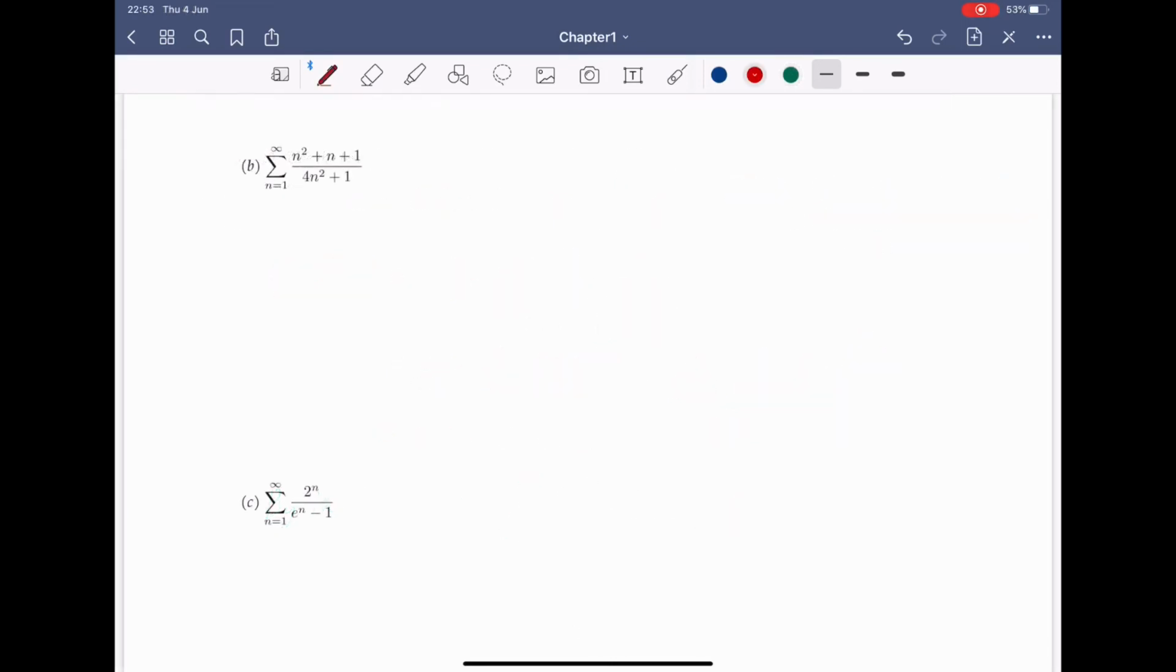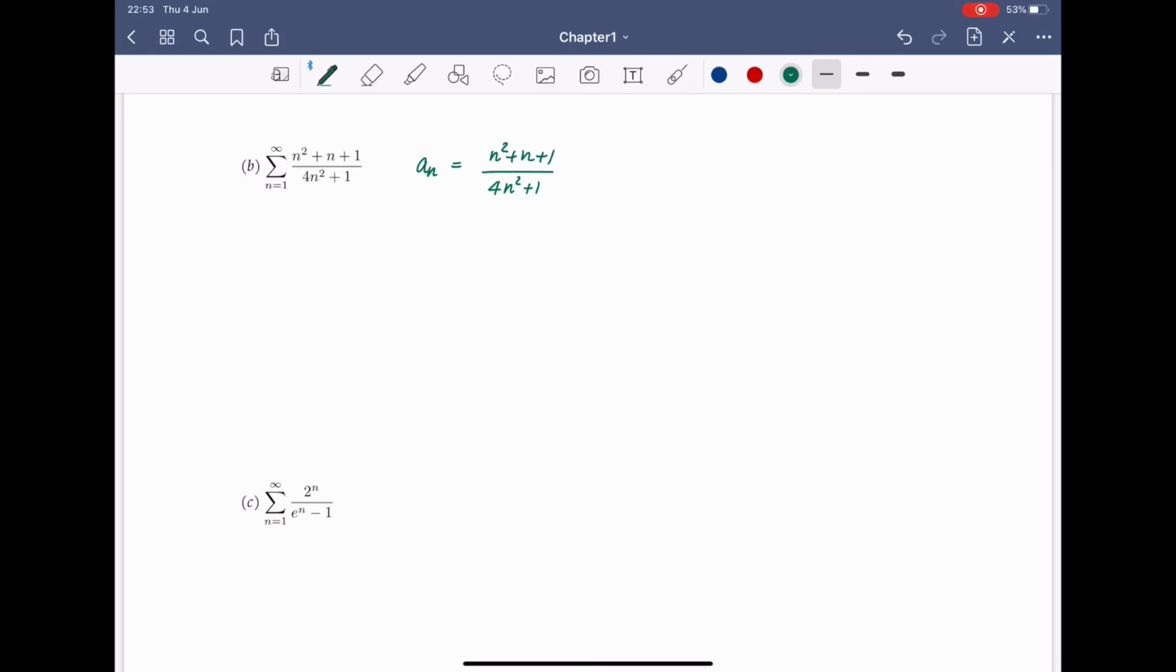Now let's move to part B. For part B, we have a sub n equal to (n squared plus n plus 1) over (4n squared plus 1). So what should we do with this? You can see that we don't have a factorial, and we don't have something raised to the n power. So the ratio test and root test could be super tough to use.